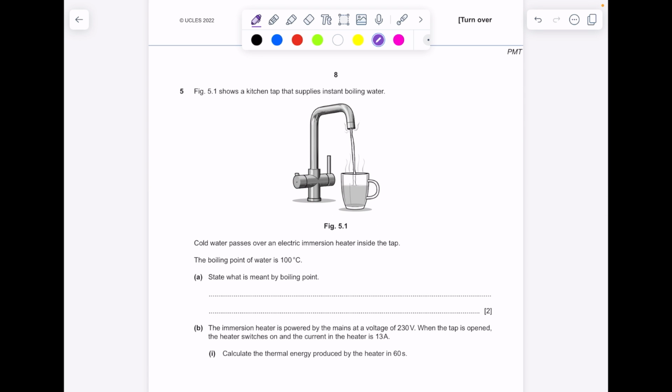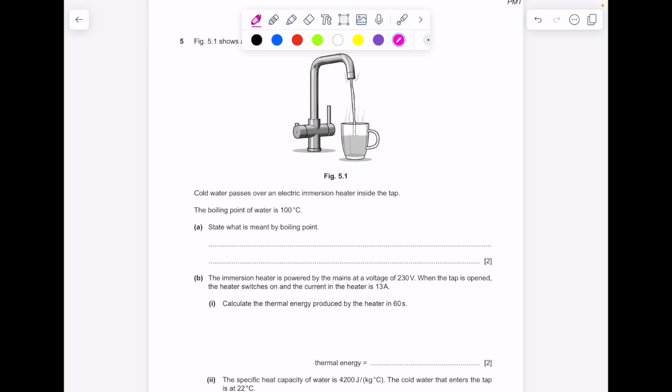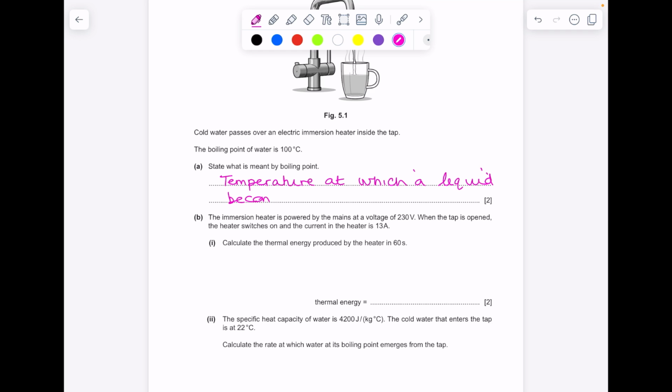Question 5. Figure 5.1 shows a kitchen tap that supplies instant boiling water. Cold water passes over an electric immersion heater inside the tap. The boiling point of water is 100 degrees Celsius. State what is meant by a boiling point. It's the temperature at which a liquid becomes a gas.